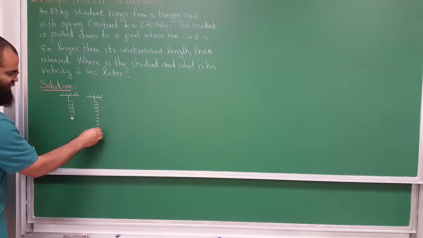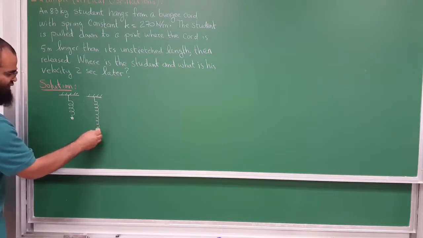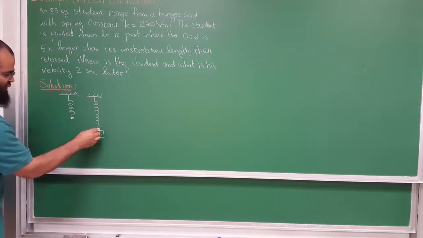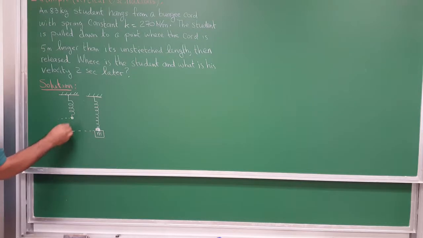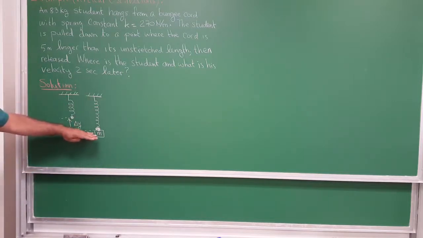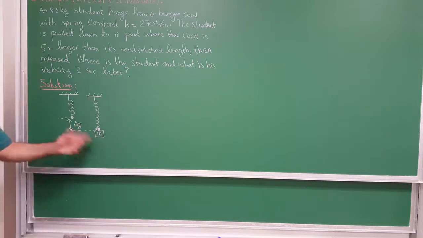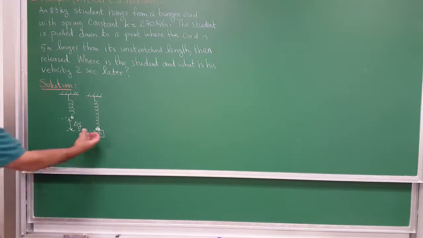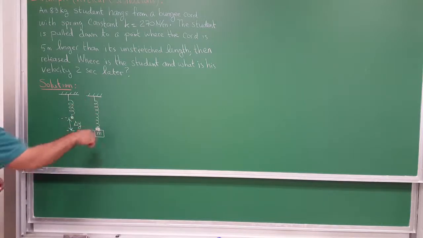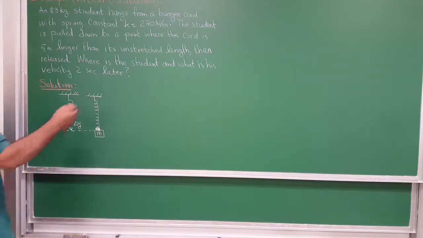We drew it last time. Here is the student of mass M. This is delta Y. Now, if you just lower the student carefully and let them sit here, they will just hang there, not moving up or down. If you lower them even further and then let go, they will start to oscillate about this equilibrium position, as we showed last time.